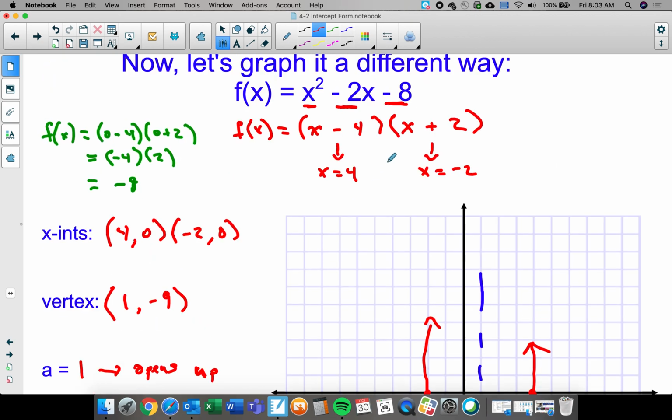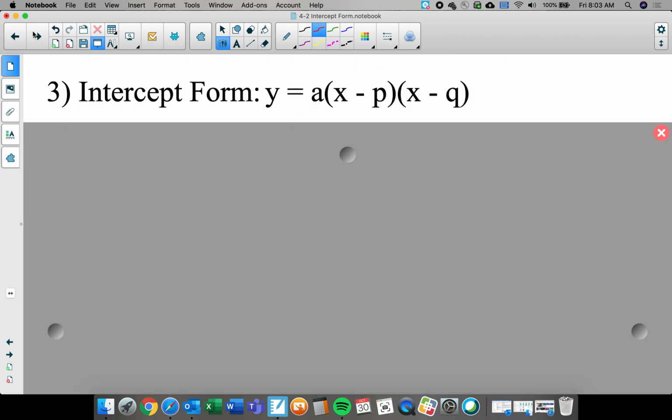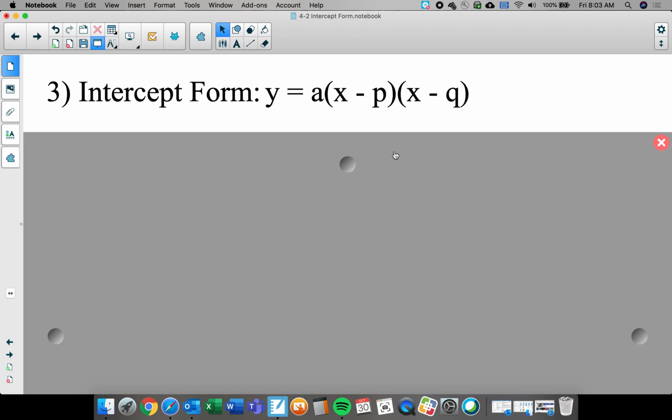So this is what's called either factored form or intercept form, and that's the form that we're taking a look at today. So here is what we're going to call intercept form. Here is your general equation for intercept form, or if you'd rather call it factored form, it's the same idea. So A is still the exact same thing as it was in the other two equations. P and Q in this case are your factors. They're the zeros that you have.